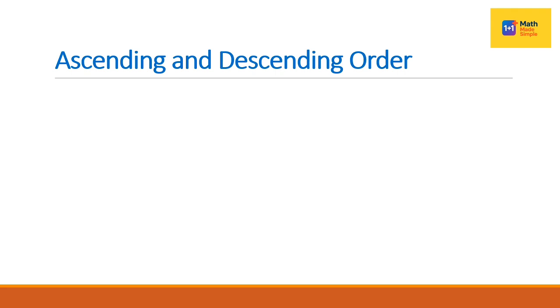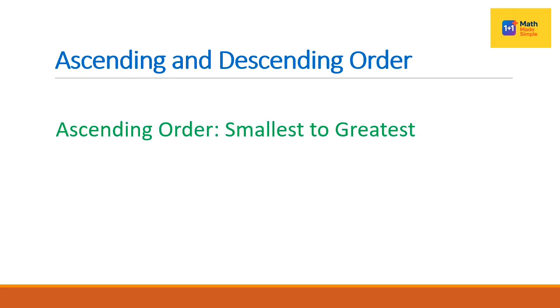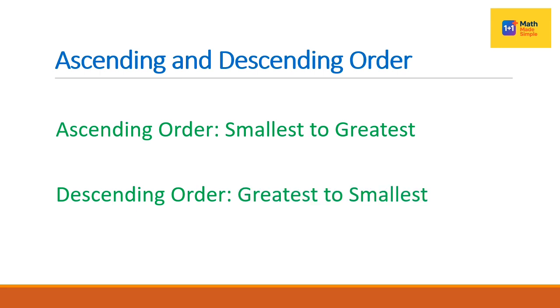Now we'll learn about ascending and descending orders. Ascending order means smallest to greatest. So if we arrange the numbers from smallest to greatest order, it means we are arranging them in ascending order. Descending order means arranging the numbers from greatest to smallest.